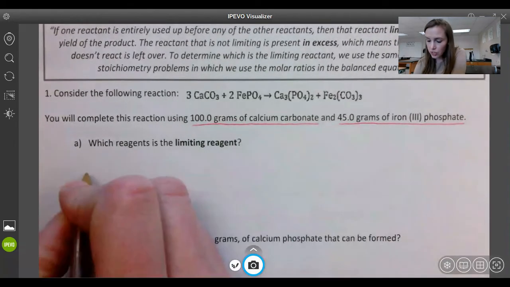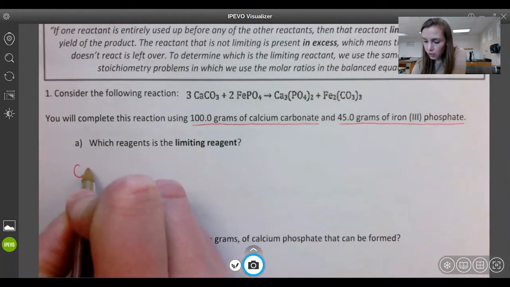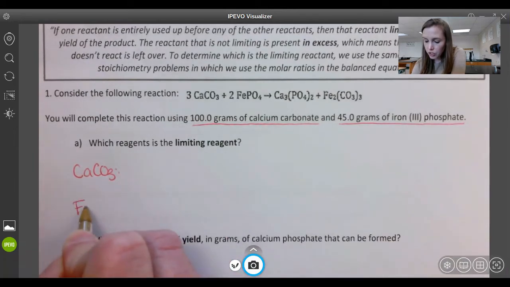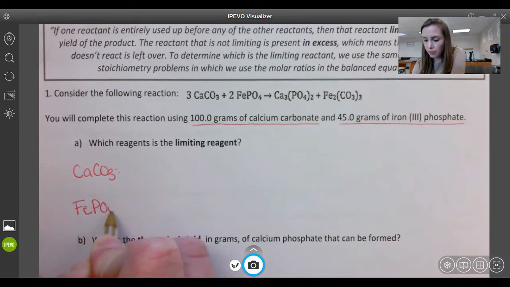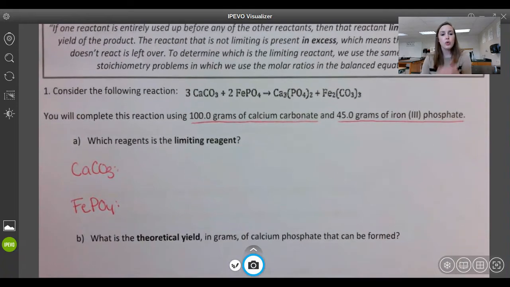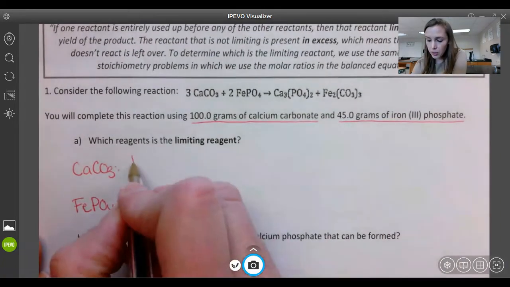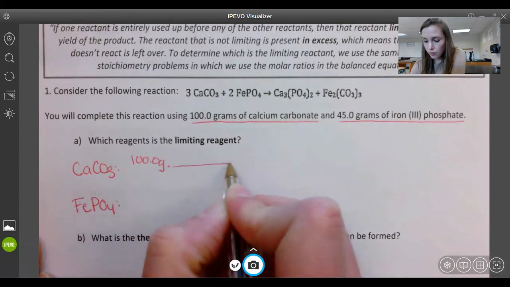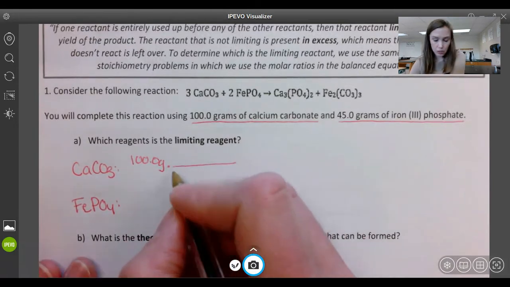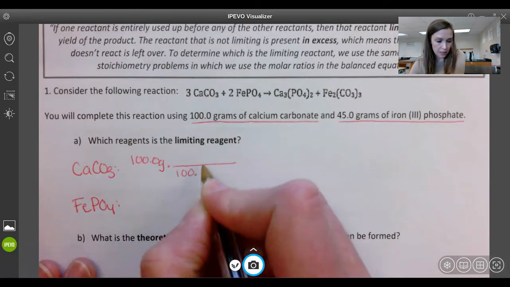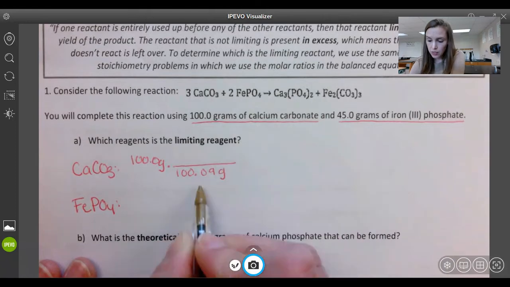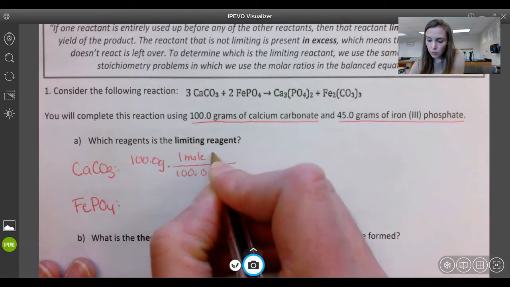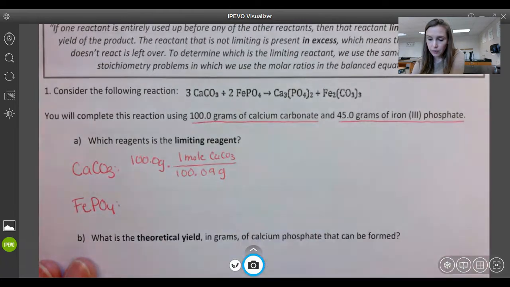So for this question here, we're going to have a calculation with our CaCO3, calcium carbonate, and we're going to do a separate calculation for our iron 3 phosphate. Okay, so with calcium carbonate, I'm going to work through this one first. I have 100 grams of it. And then its molar mass, which you would add up, and this is based on the AP reference tables, for calcium carbonate is 100.09, and that is 1 mole of CaCO3.